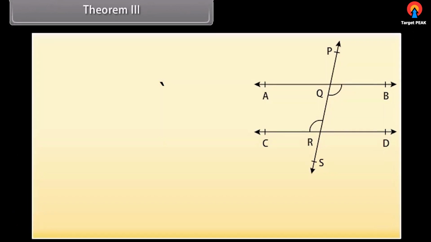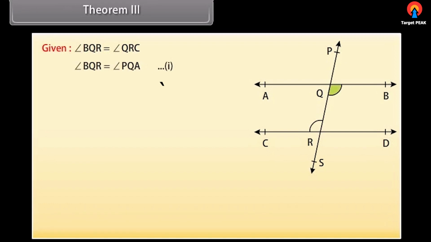Theorem 3. Now using the converse of the corresponding angles axiom, we can show the two lines are parallel if a pair of alternate interior angles is equal. Come, let us check. Here the transversal PS intersects lines AB and CD at points Q and R respectively such that angle BQR is equal to angle QRC.